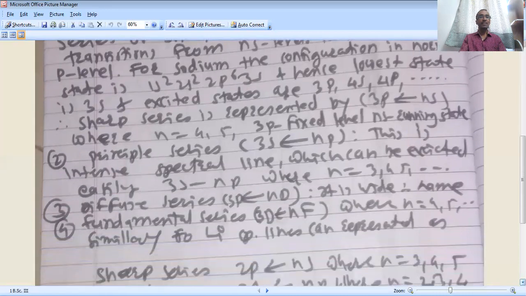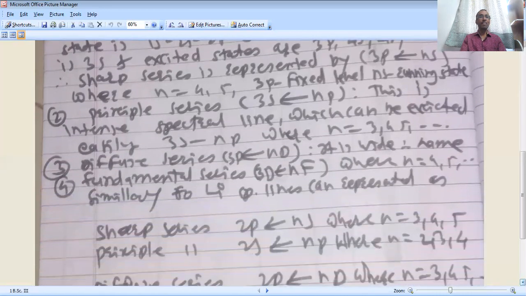Third series, diffuse series: transitions from nD to 3P. It is diffuse, and the name is given according to that. And the last series is the fundamental series. It is transition from nF to 3D where n equal to 4, 5, and so on.